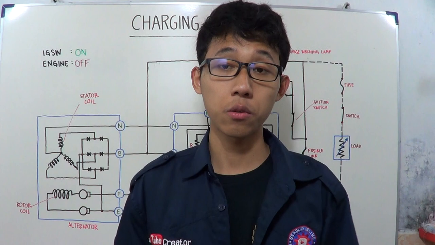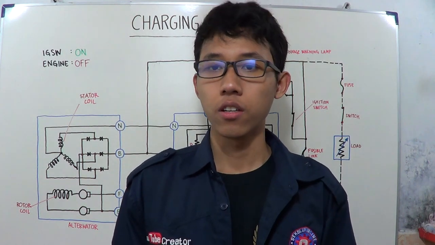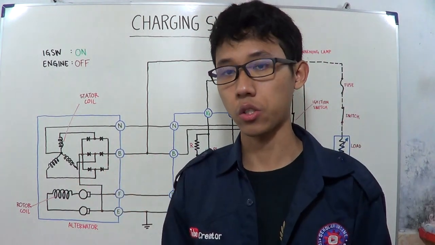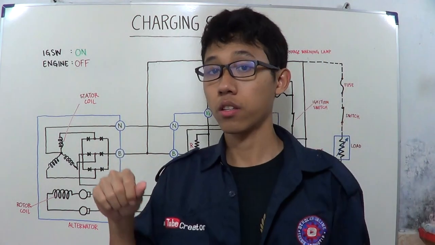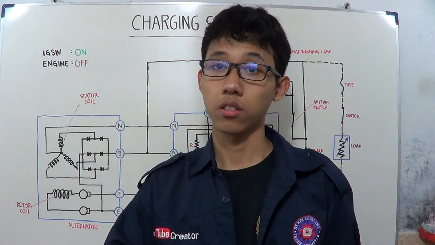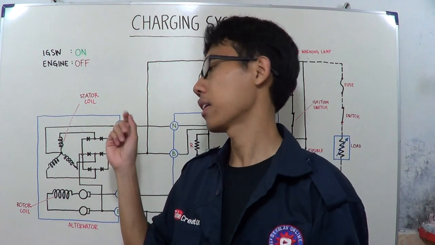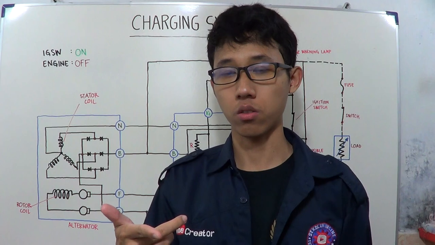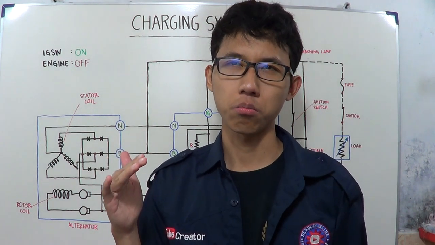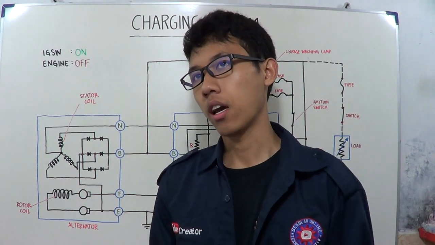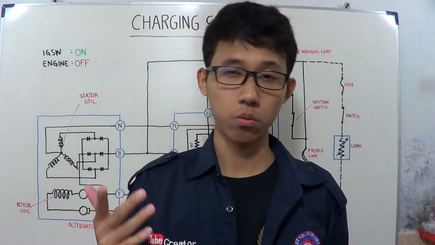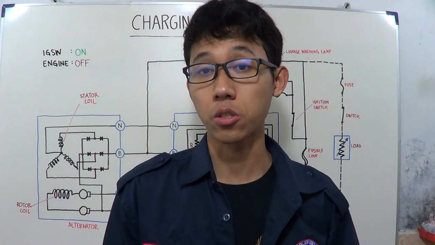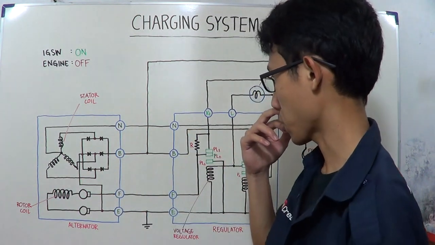In this video, I will show you how the charging system works. The charging system works in three conditions. The first condition is when you turn the ignition switch to on and the engine is off. The second condition is when you turn on the engine and the engine is running on low speed. And the third condition is when you push the pedal and the engine is running on medium or high speed. Okay, let's see the first condition.